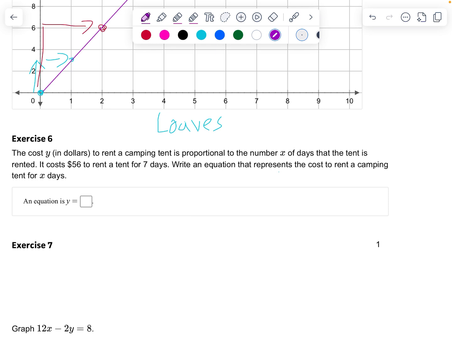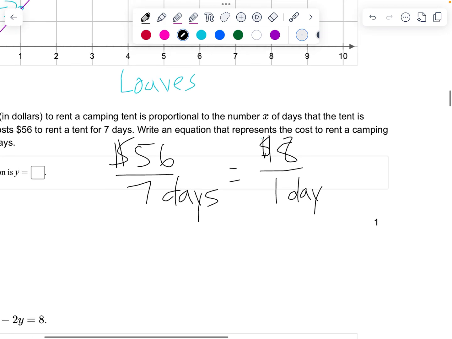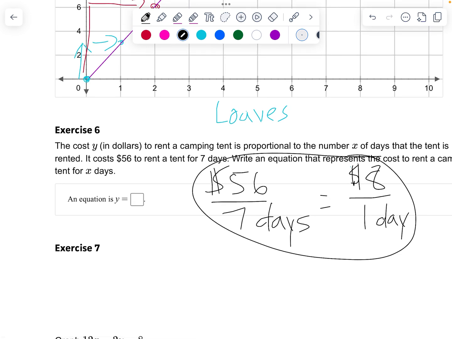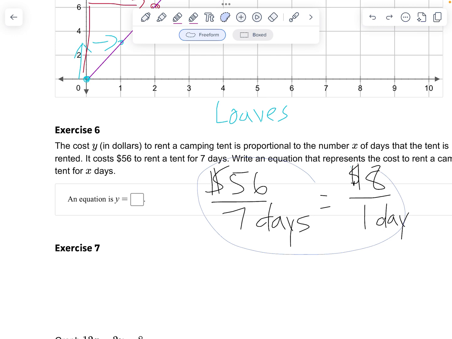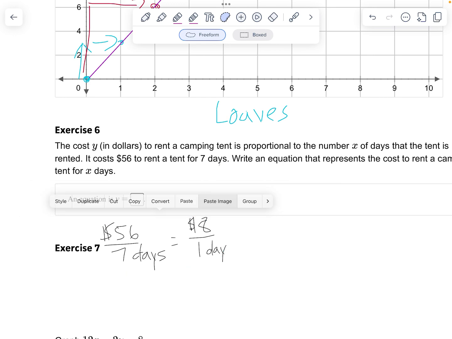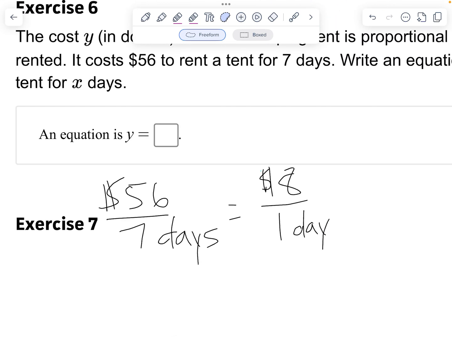So if it costs $56 for 7 days, what is that per day? Just divide. You get $8 per 1 day. Okay. How do we write that in an equation? Let me make these smaller so you can still see them. All right, how do we do this? It would be 8 times per day. The days are x, so it's going to be y equals 8x, just straight up like that.